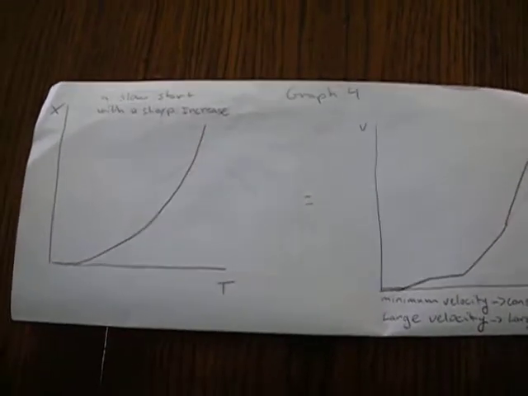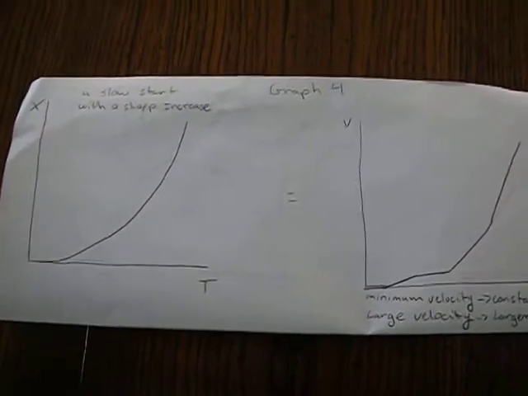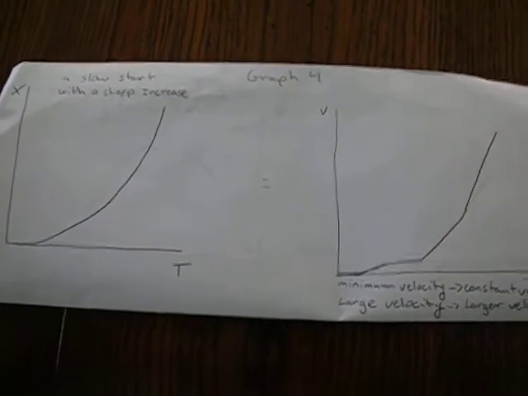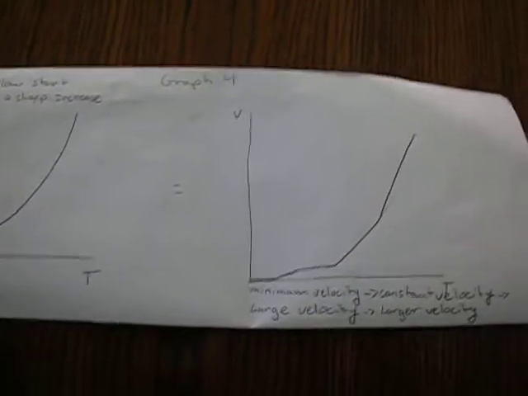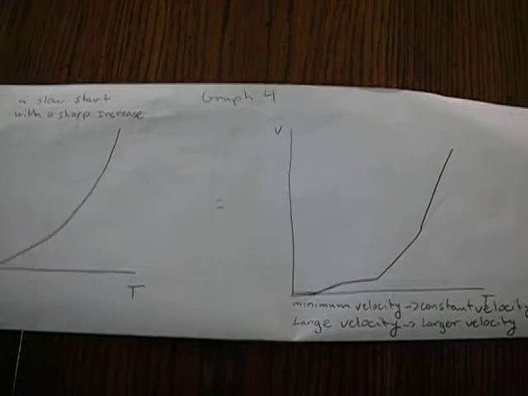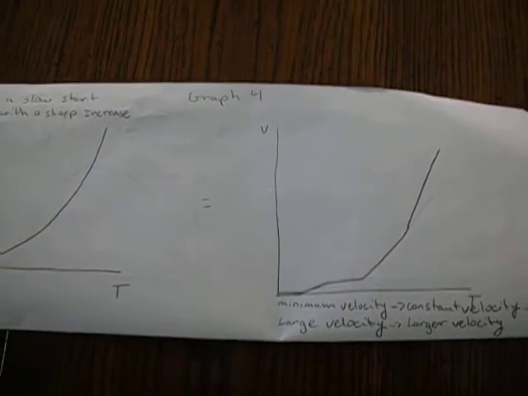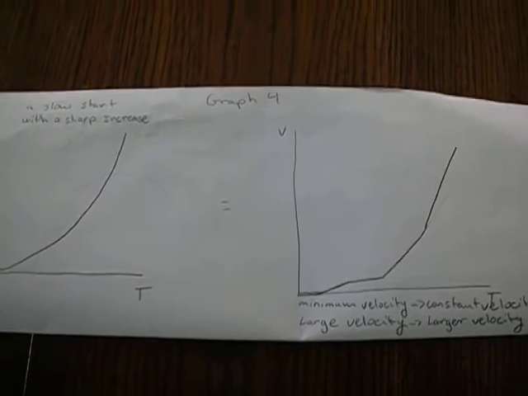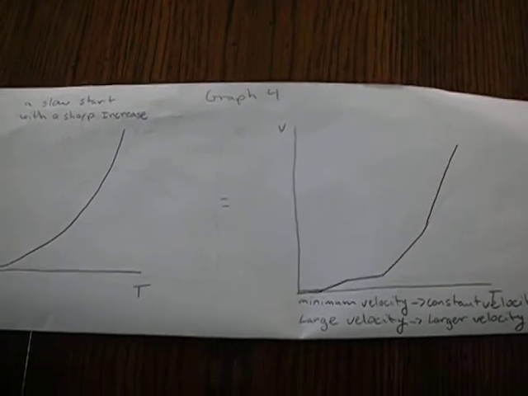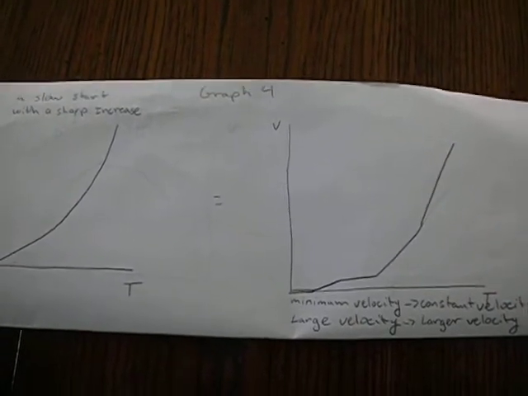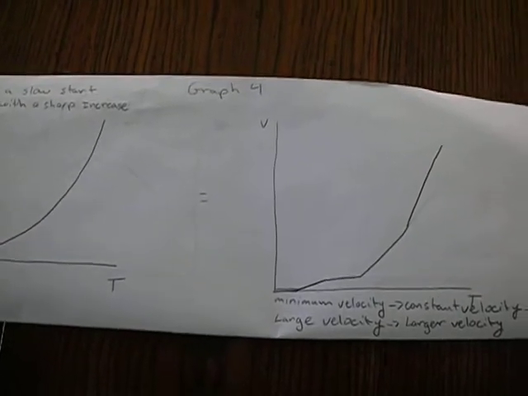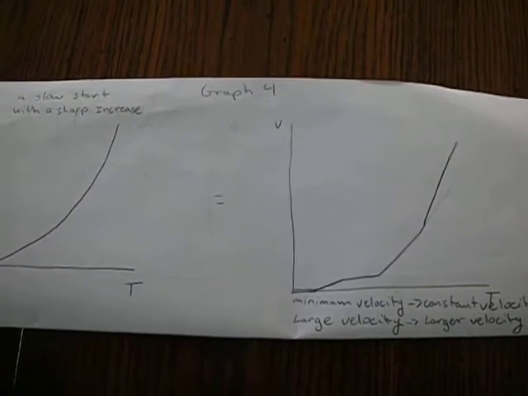Graph 4, position over time on the left. Got a slow start with a sharp increase. With the velocity over time graph, got a minimum velocity at first. The little horizontal portion there is the constant velocity, which was the 1/1 ratio on the slope. And you have a large velocity and then even a larger velocity in the end.